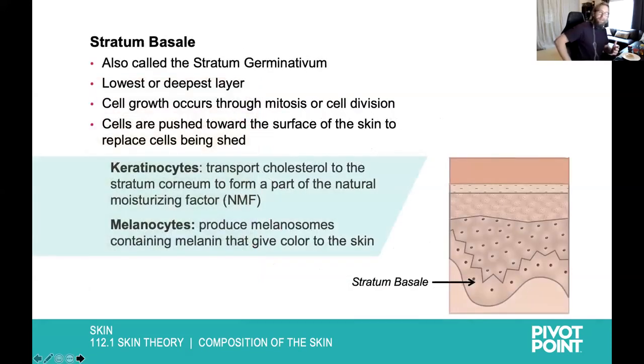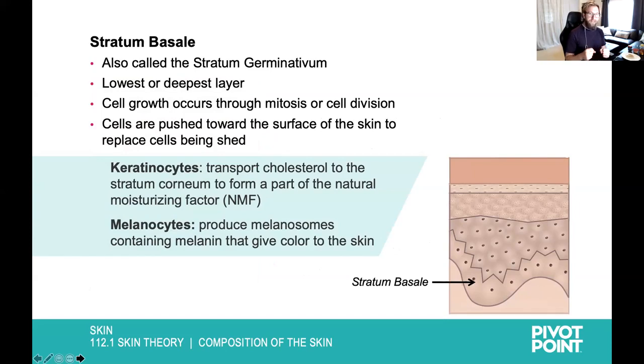Starting out again at the bottom. The basal layer here. This stratum basal is also known as the stratum germinativum. And for anyone here that's ever done any type of gardening or anything like that, we know many times that seeds have to germinate, right? And that means that they have to prepare themselves for growth and reproduction, all that kind of stuff. And that's what the stratum germinativum is all about.